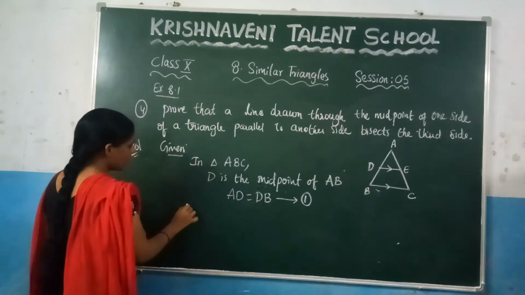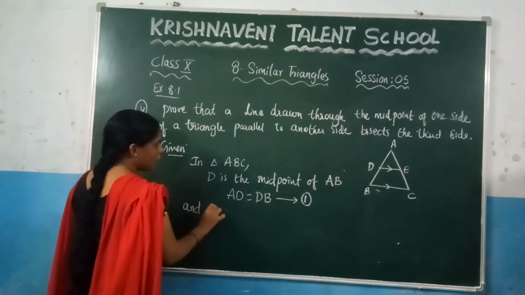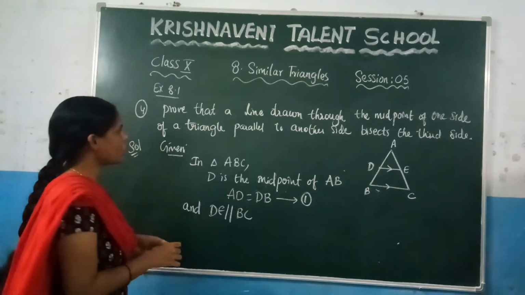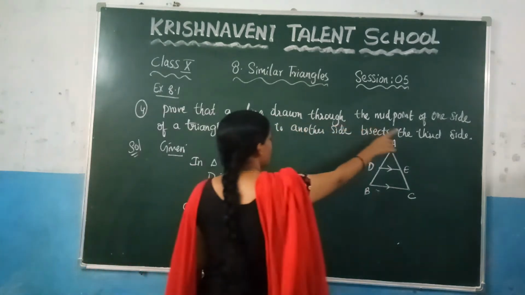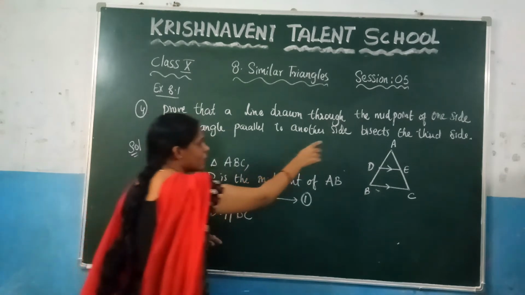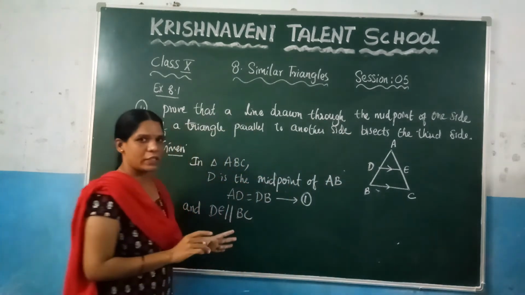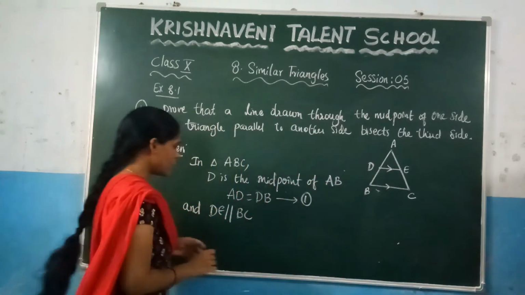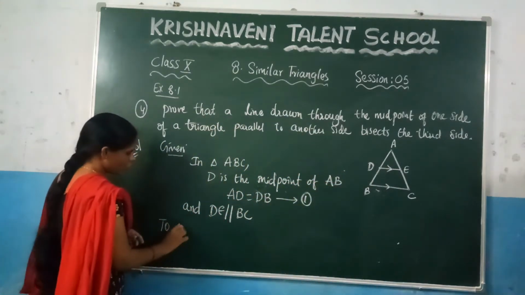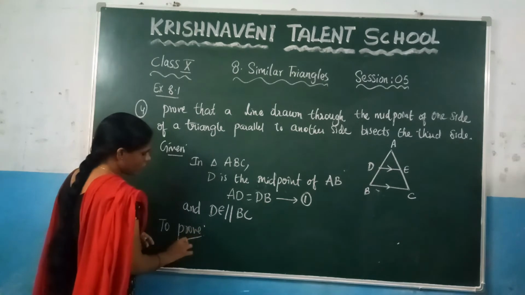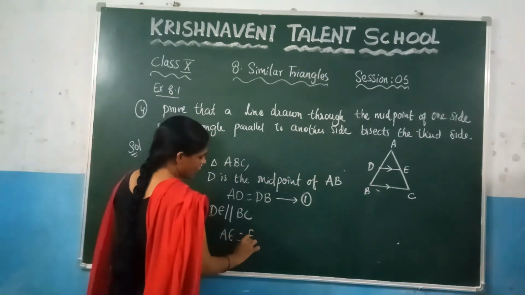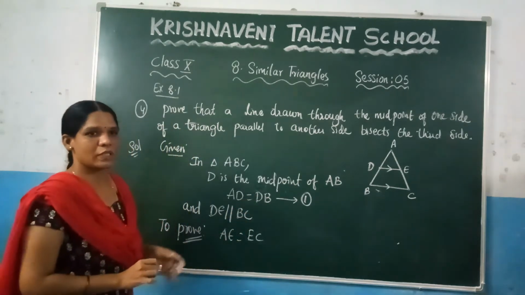And again, what they have given here, DE is parallel to BC. This is also given. You see the question, what they have given? A line drawn to the midpoint of one side is parallel to the other side. This is given. What we need to prove? We need to prove that it bisects the third side. So write it here, to prove. What we need to prove here? We need to prove here what is the third side, which is AC. So we need to prove here AE is equal to EC. This we need to prove.